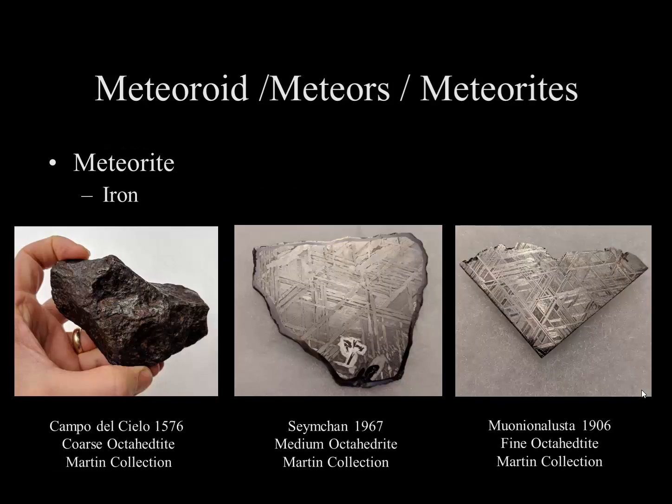The metallic meteorites are often composed of the metal iron. Some have a significant amount of the metal nickel as well. Campo del Cielo is one that fell in Argentina. The other two images are from meteorites that fell in Russia and Sweden, respectively. These two have been cut, polished, and etched with acid to reveal a beautiful mineral crystal pattern inside.